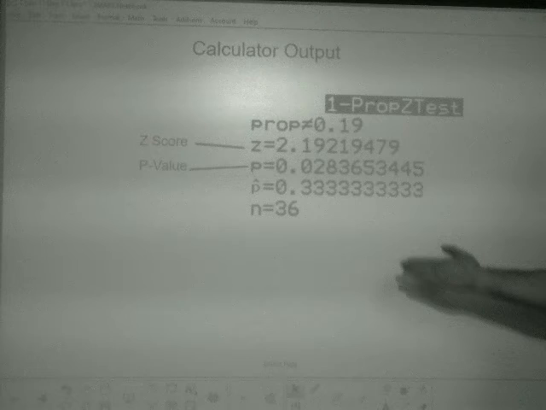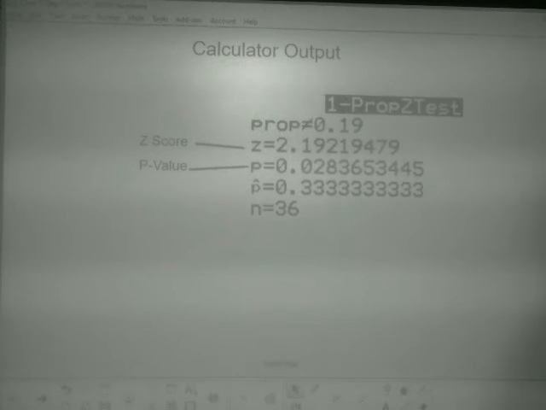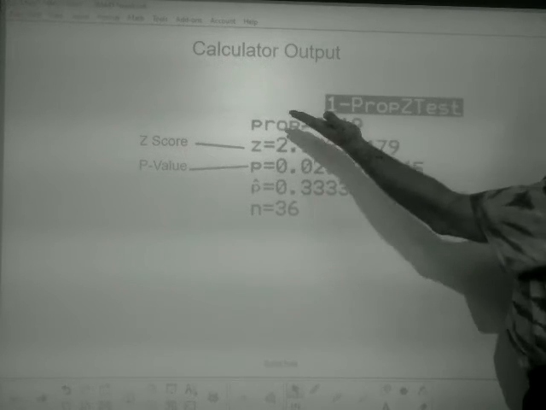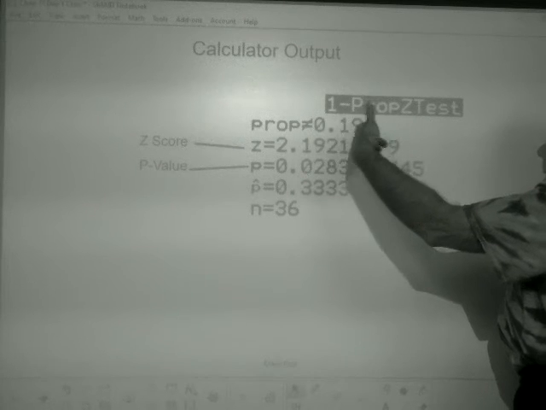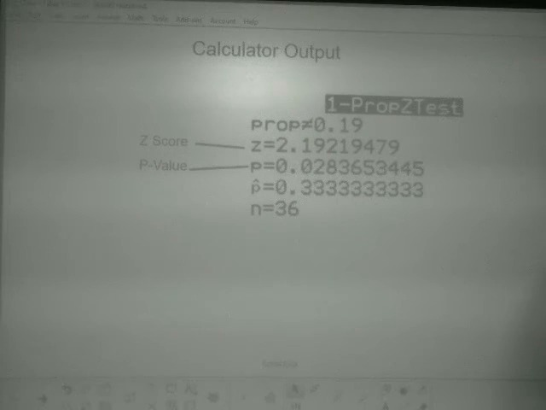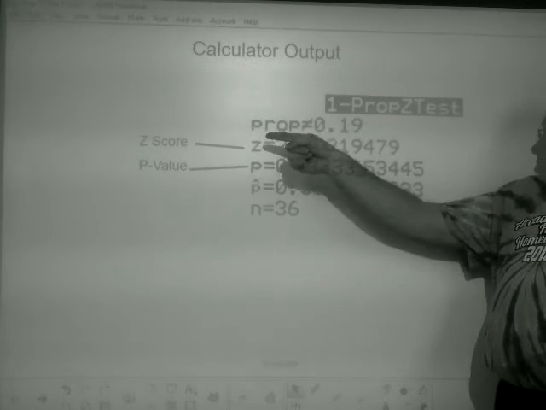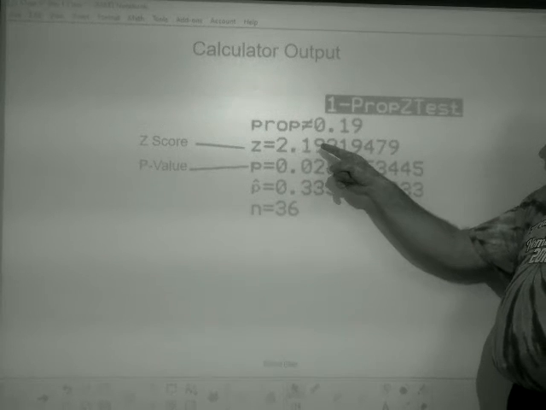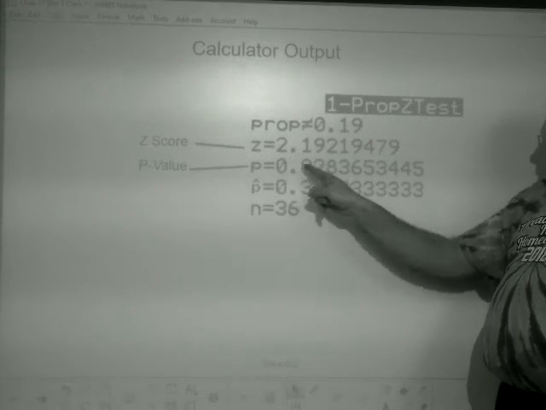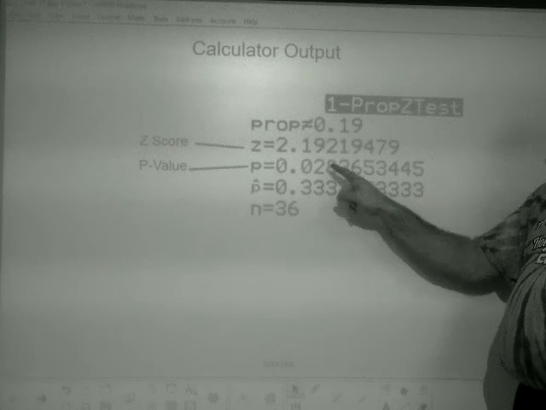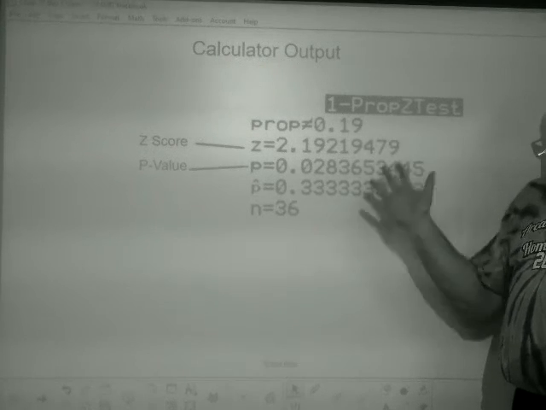And the calculator output would look something like this. It's going to give you this information. I just made up a phony one where I had an alternative of not equal to, but what you need to get from this is it tells you your z-score, 2.19, and it tells you your p-value, in this case 0.02, for whatever phony problem I just made up.